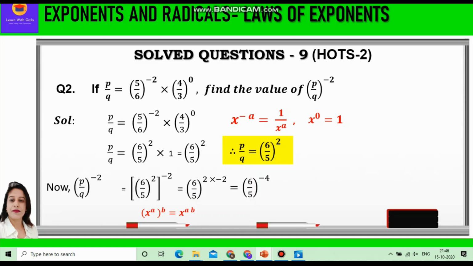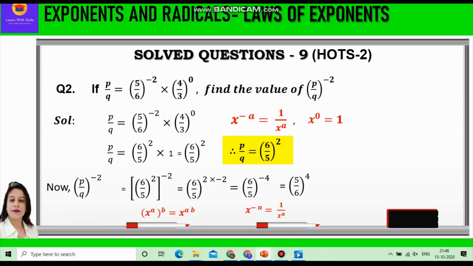Now this minus 4 we have to convert into positive exponent by again applying the law that says x raised to power minus a is equal to 1 by x raised to power a. So we just have to reciprocate the base over here. So 6 by 5 will become 5 by 6 raised to power 4.